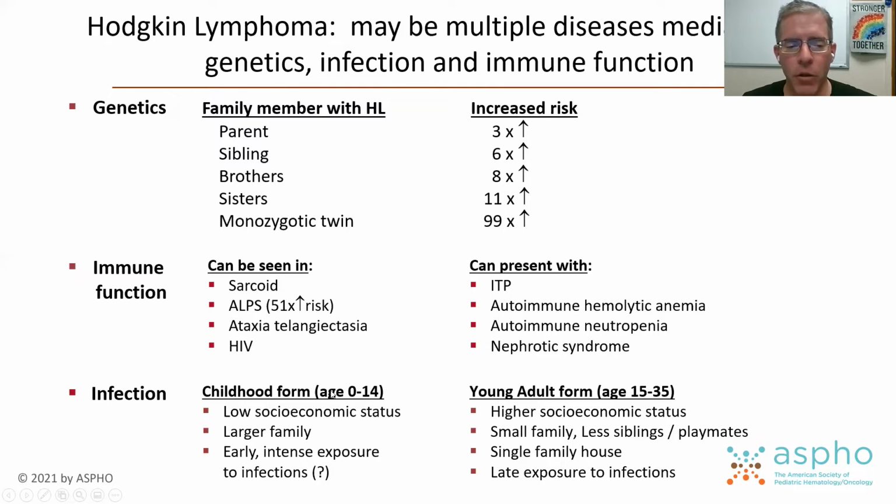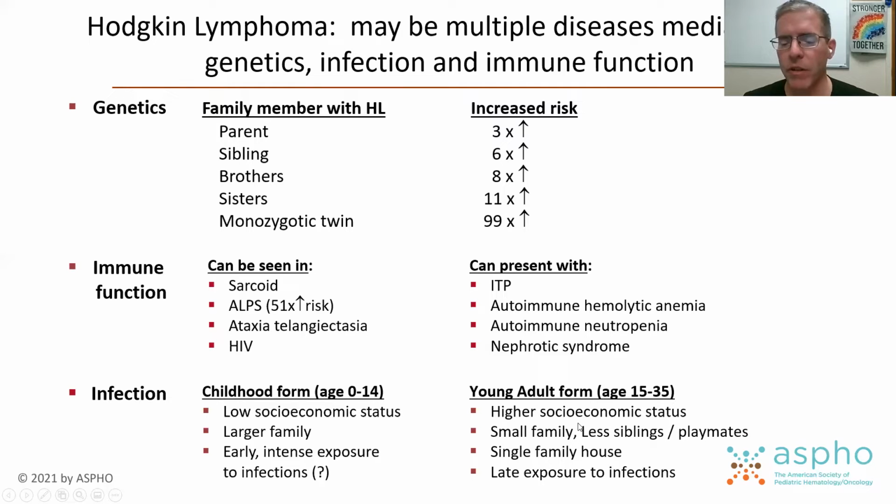So in the childhood form, age 0 to 14, patients tend to have a lower socioeconomic status, a larger family, and perhaps an earlier, more intense exposure to infections. In contrast, in the young adult form, age 15 to 35, patients tend to have a higher socioeconomic status, a smaller family house, fewer siblings, fewer playmates, and less exposure or later exposure to infections. So this is where the "let them eat dirt" comes in.